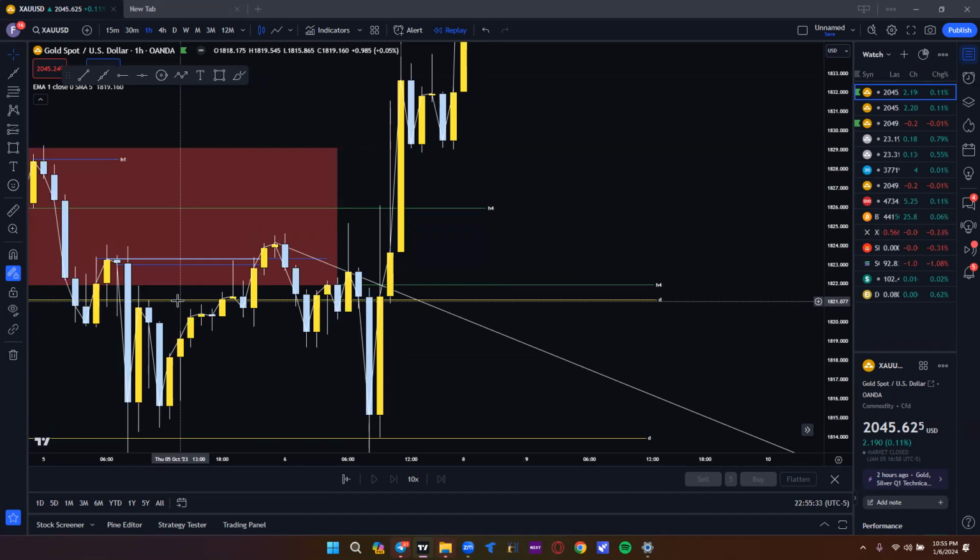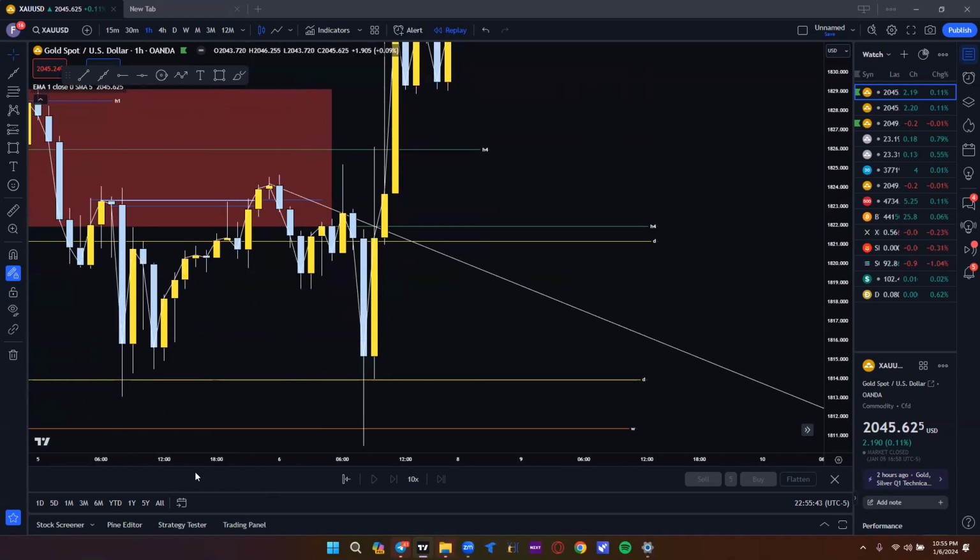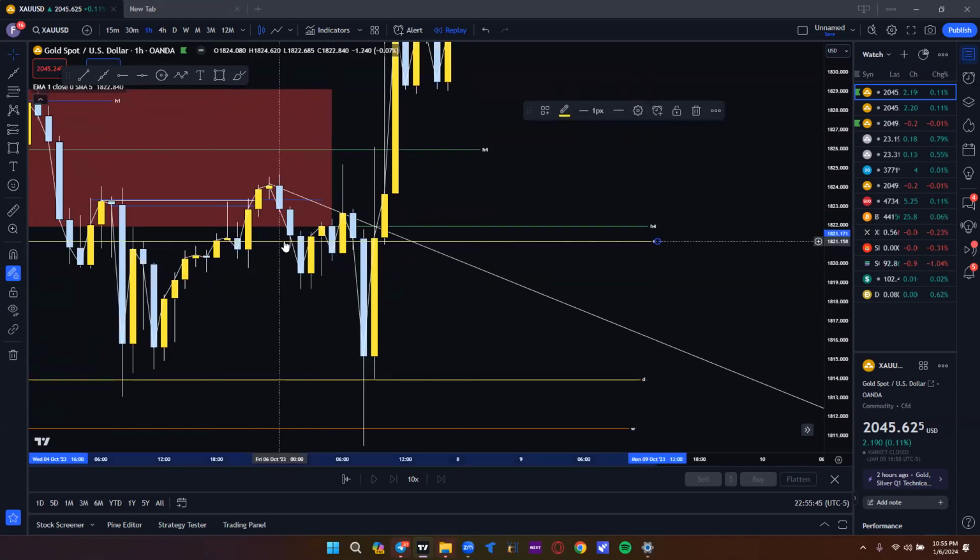Just looking at this alone, the idea is that price closed above this daily level after rejecting these levels here. Their daily level, it closed above. So now the chances of me selling are going to be much lower than buying, because the New York session opened with the rejection. The next candle opened and closed above the daily level.